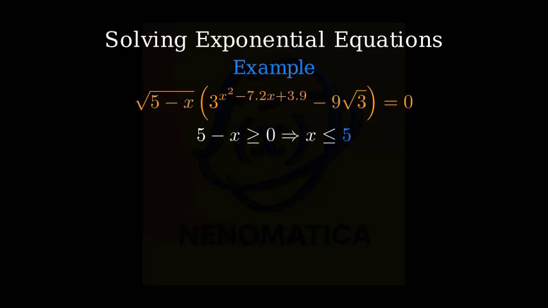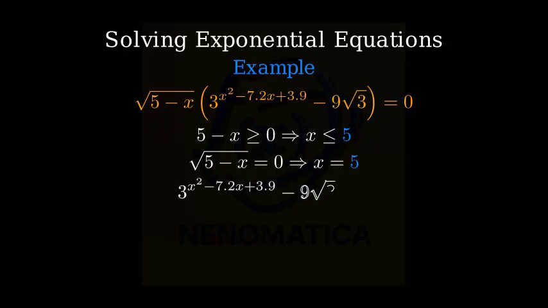Since we have the square root of 5 minus x, we need 5 minus x to be greater than or equal to 0. This means x must be less than or equal to 5. Now, we need to solve this equation. We have a product equal to 0, which means either the square root of 5 minus x equals 0 or the expression in parentheses equals 0. Let's first consider when the square root equals 0. This happens when 5 minus x equals 0, which gives us x equals 5.